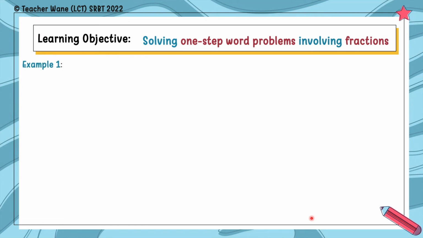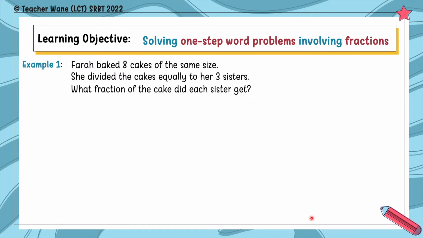Okay, here is example 1. Let me just read it out for you. Farah baked 8 cakes of the same size. She divided the cakes equally to her 3 sisters. What fraction of the cake did each sister get?